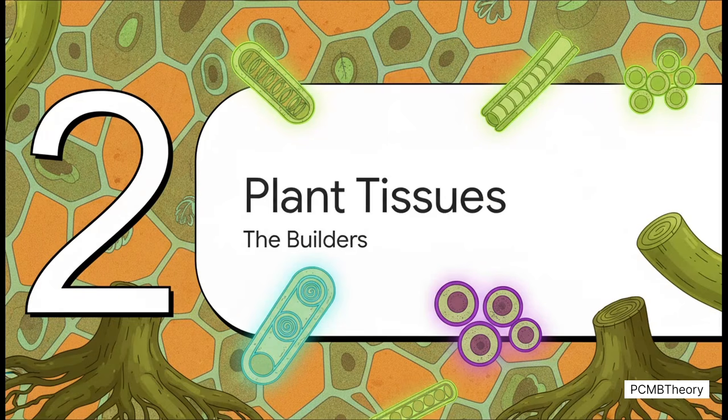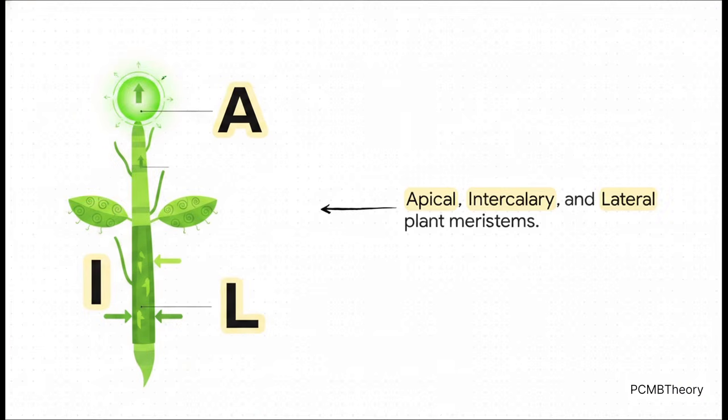Moving right along to Section 2, Plant Tissues, the Builders. Let's see how this whole concept plays out in the stationary, heavily reinforced world of plants. So, unlike animals, plants only grow in very specific regions, and this growth is driven by actively dividing cells called meristematic tissue. A quick trick to remember the three types?